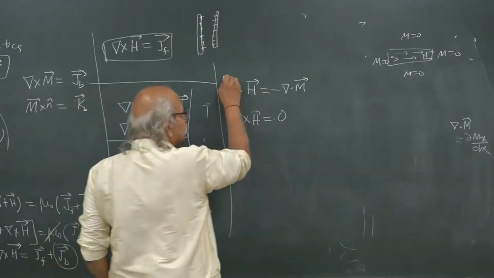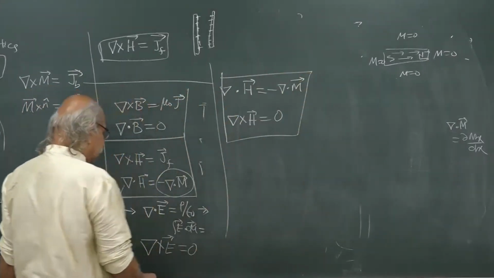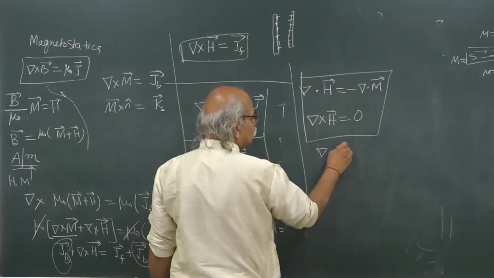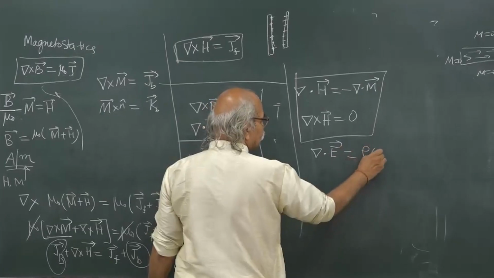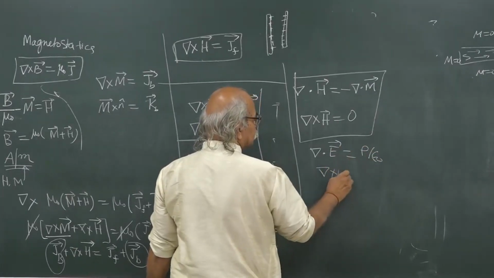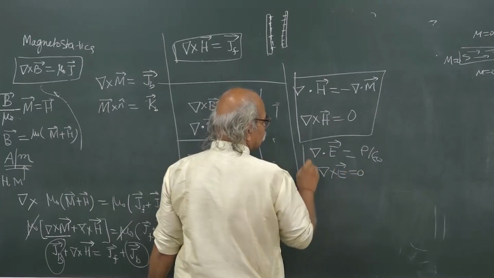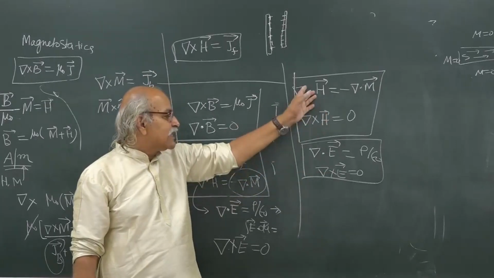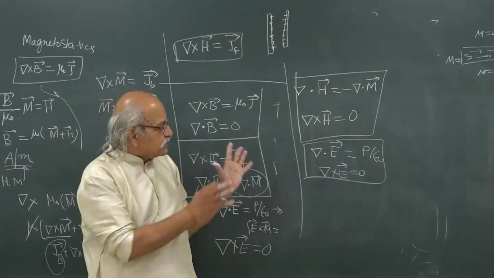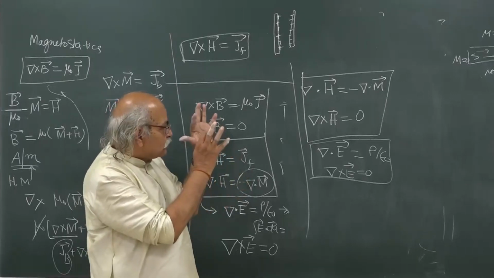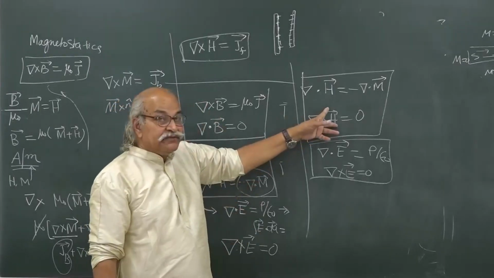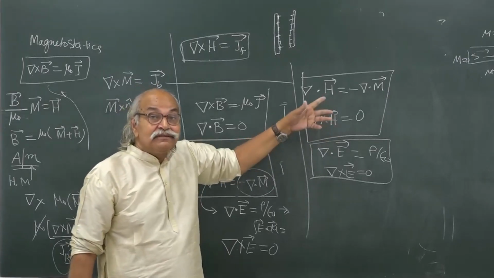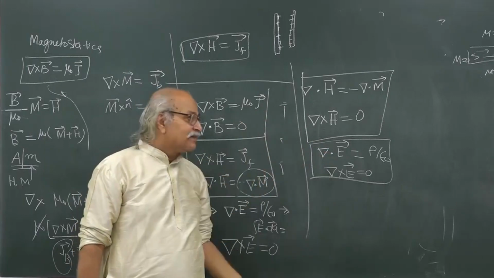Now, this is a complete analogy with the electric case. Your divergence of E is not 0, it is rho by epsilon naught, and curl of E is 0. Exactly the same structure for both curl and divergence equation. So this can be utilized if you want to know the behavior of H where only the bound currents are present. Then you can use all the techniques of electrostatics.